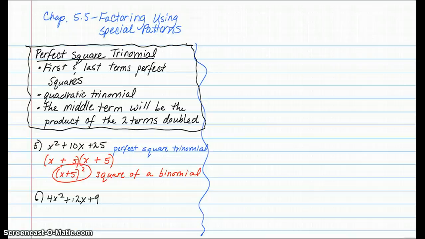Now the name is important because it tells you exactly what you're getting. You have the binomial x plus 5 and you're squaring it. So the name of this is the square of a binomial.